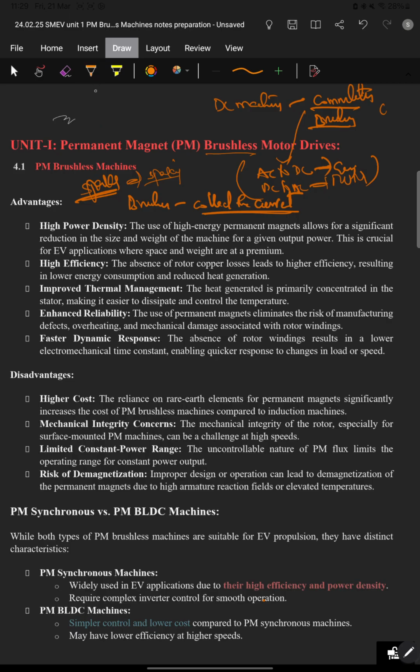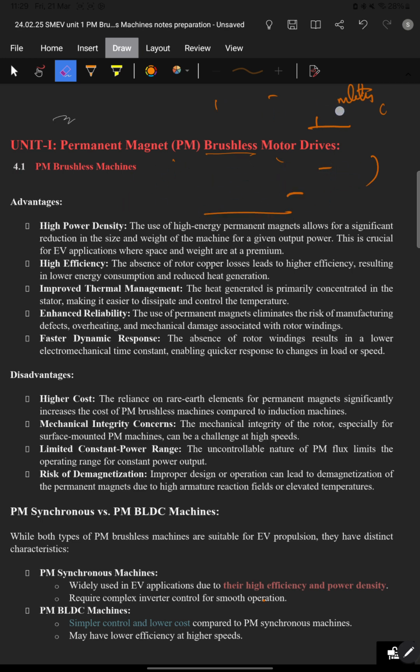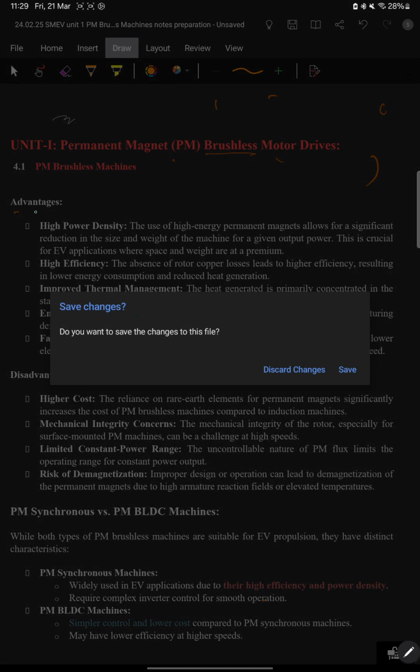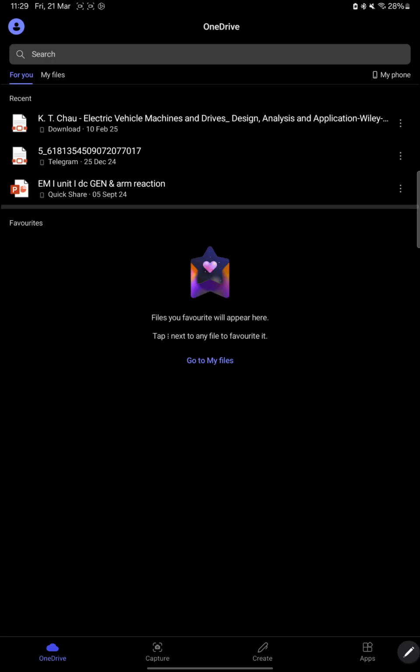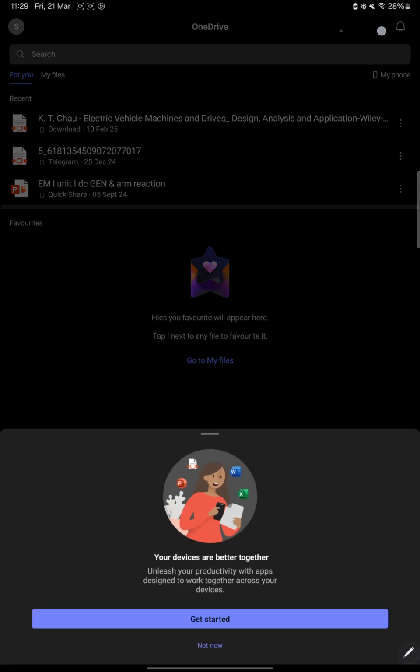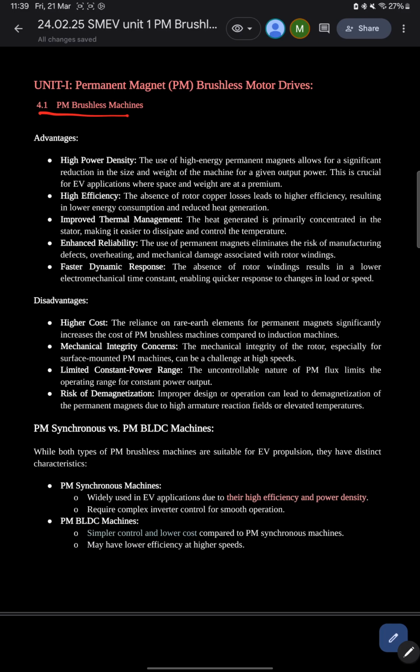We'll discuss one by one what it actually is, what the advantages are, and what the classifications are. Coming to permanent magnets, we'll discuss the advantages of permanent magnet brushless motors. The major advantage is high power density. What is high power density here? The use of high-strength permanent magnets allows a significant reduction in the size and weight of the machine.